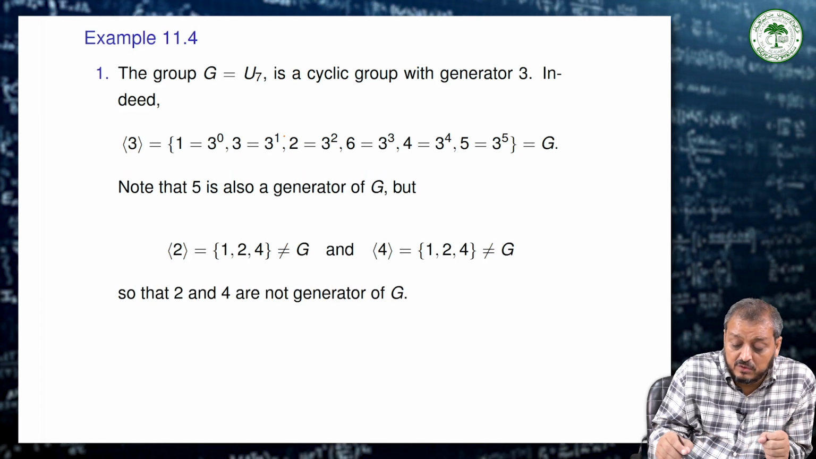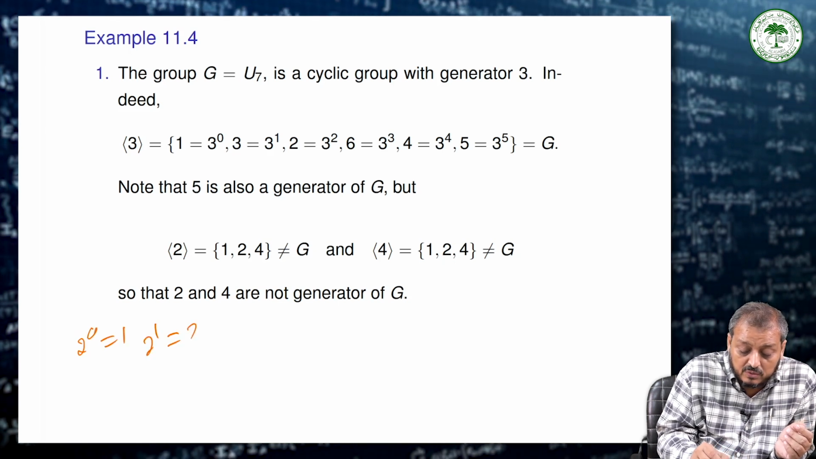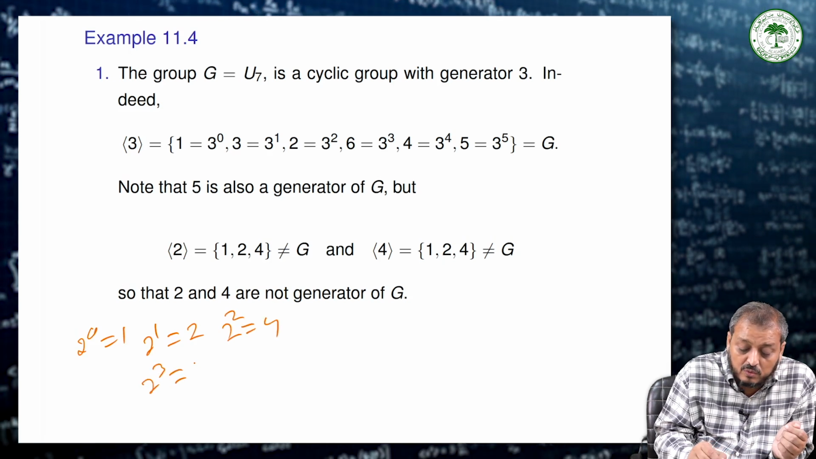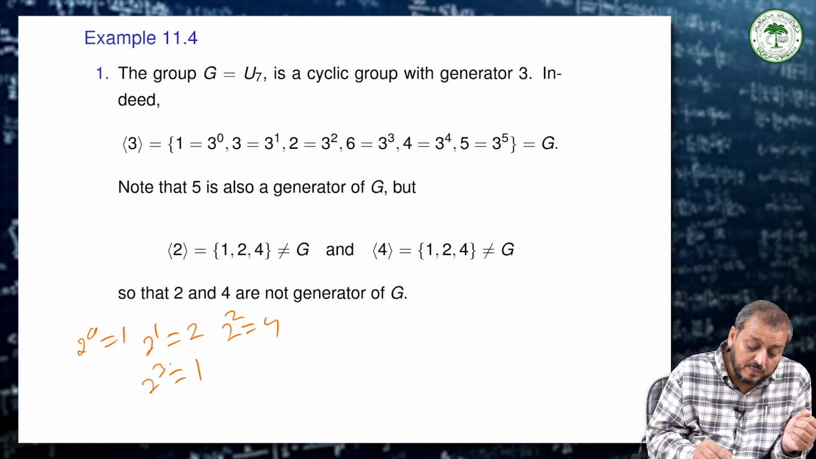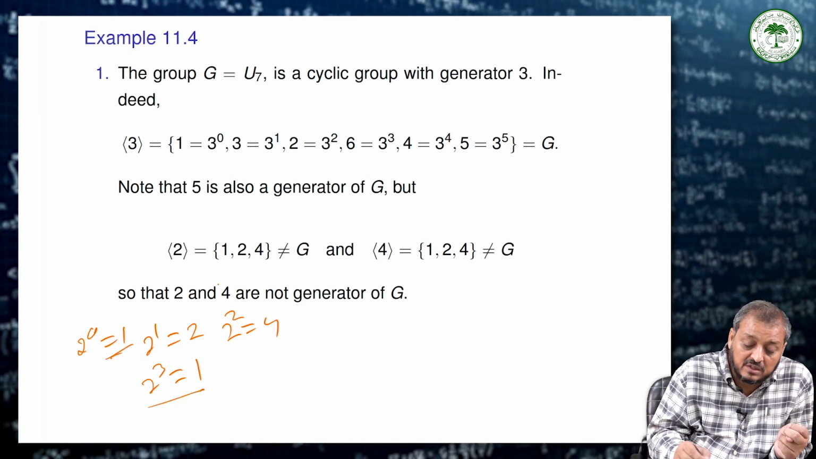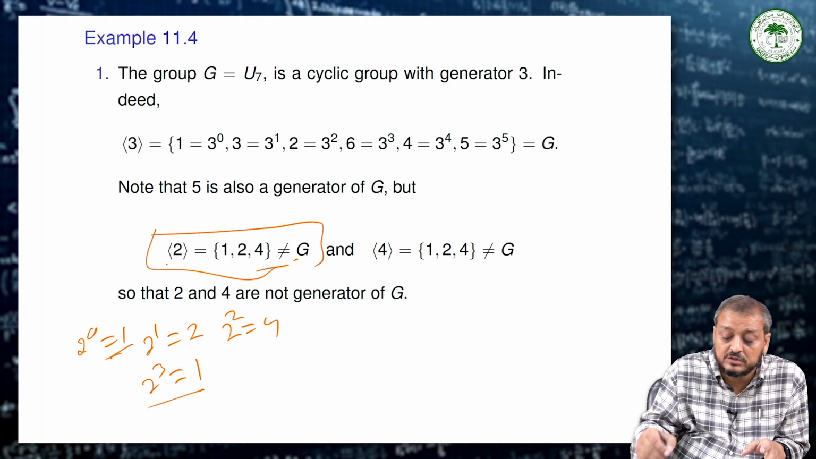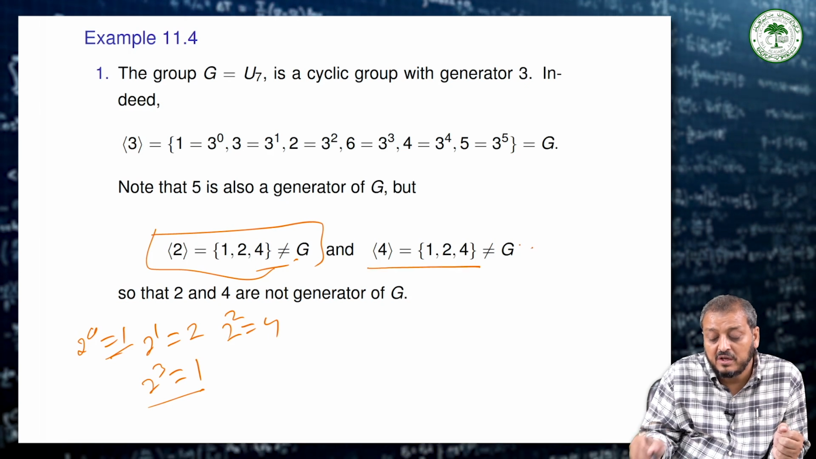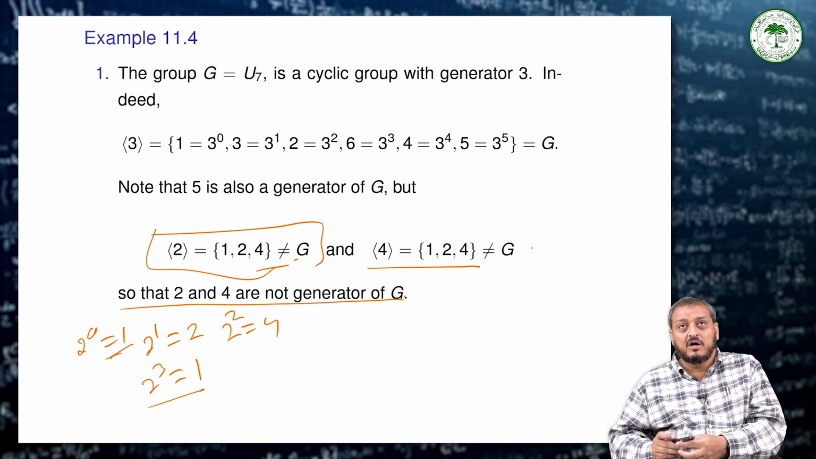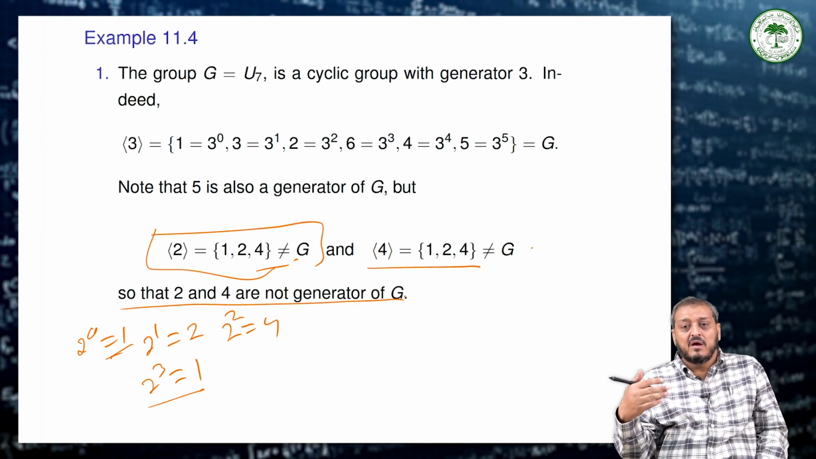Why is 2 not a generator? Because 2 to the power 0 is equal to 1, 2 to the power 1 is 2, 2 to the power 2 is 4, and 2 to the power 3 is 8, with remainder 1. So again it is 1, the repetition starts, and 2 generates only these elements. The inverse of 2 is 4, so clearly 4 is also not a generator. So 2 and 4 are not generators of this group. So a group may have more than one generator.